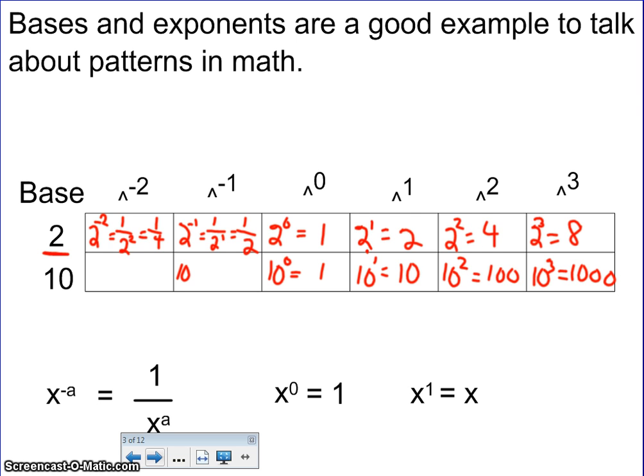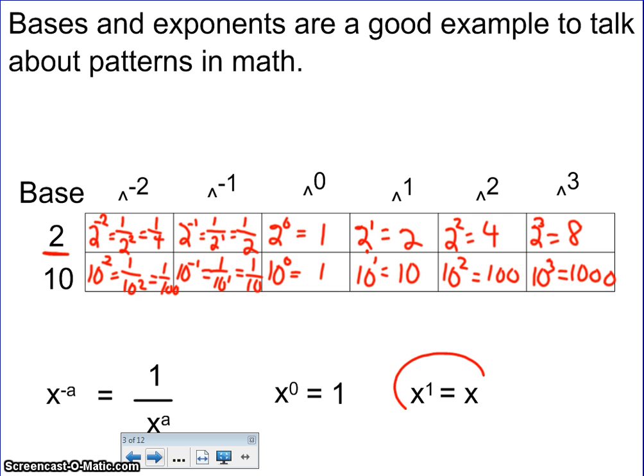We've got 10 to the negative 1, which is 1 over 10 to the first, which is 1/10. And then finally we have 10 to the negative 2, which is 1 over 10 squared, which is 1/100. And so this is what we get. And this is kind of a proof of these 3 rules at the bottom of the board.